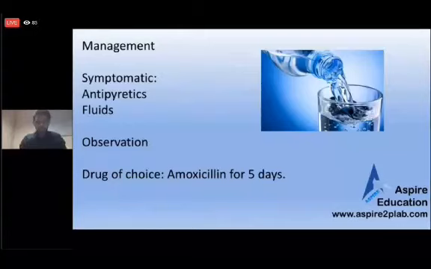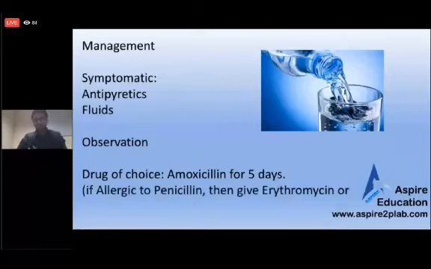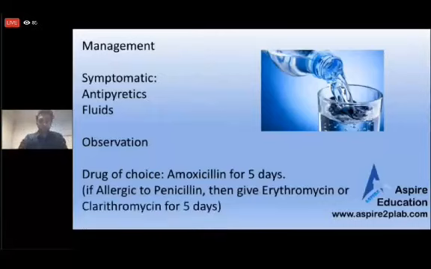You wait till the 4 days, and even after the 4 days, if the child is still having symptoms like fever or develops any further symptoms like any discharge from the ear, then you immediately start them on antibiotics. So what is the antibiotic of choice? It would be amoxicillin for 5 days. Then if the child is allergic to any drug, you obviously change to a different one. In this case, if they're allergic to amoxicillin, then you give erythromycin.